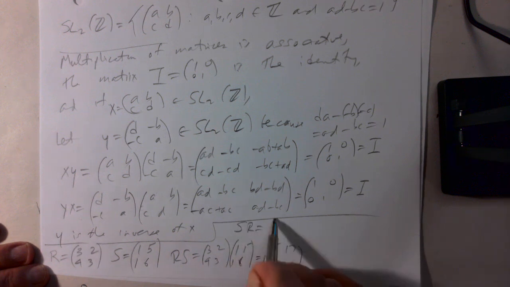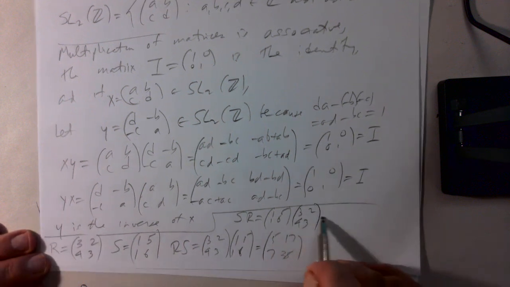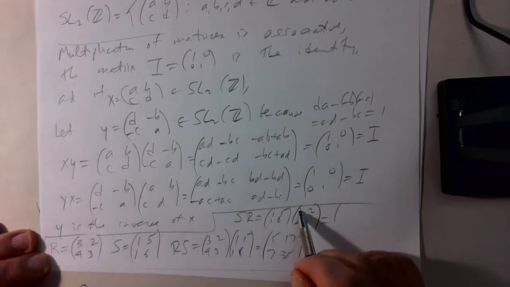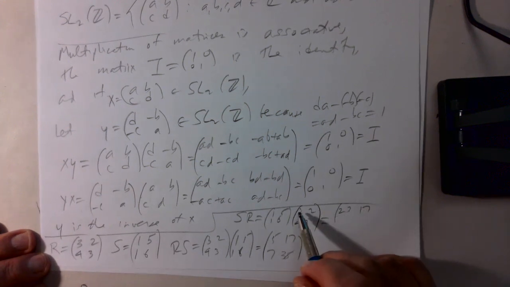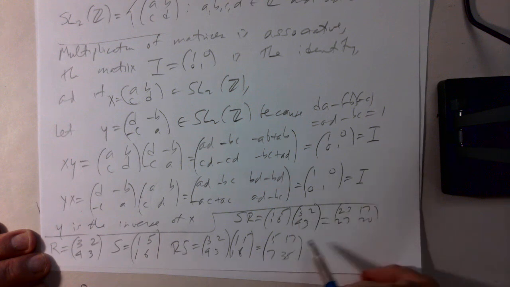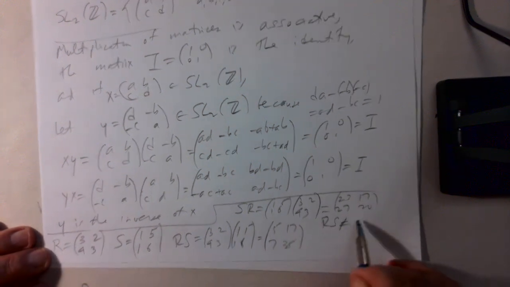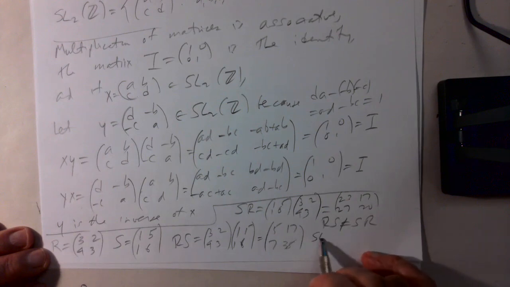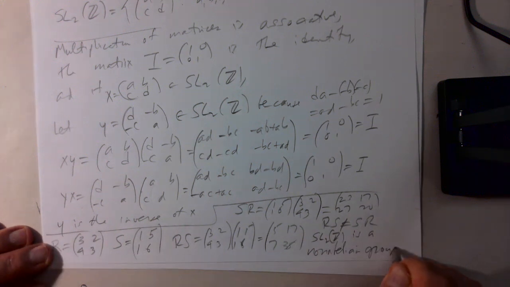And if I take S times R, 1, 5, 1, 6, times 3, 2, 4, 3, this is 3 plus 20, 2 plus 15, 3 plus 24, 2 plus 18. These aren't even close. So RS is not the same as SR. So SL2Z is a non-abelian group.